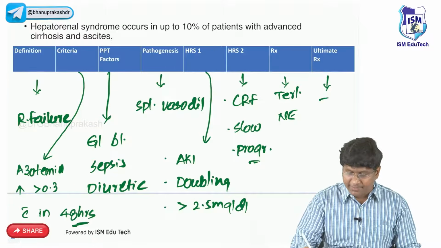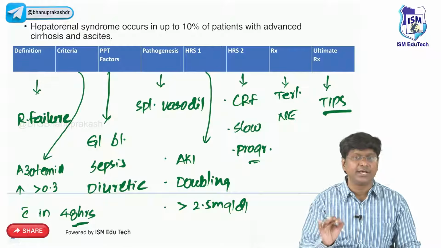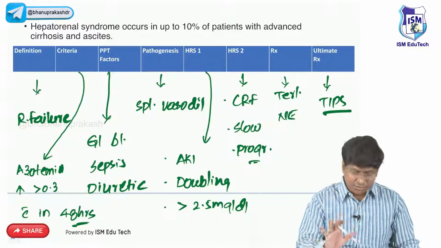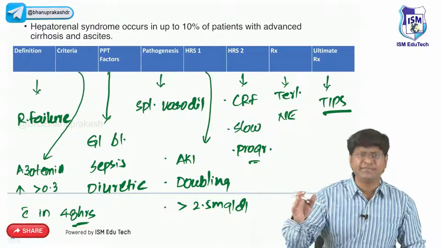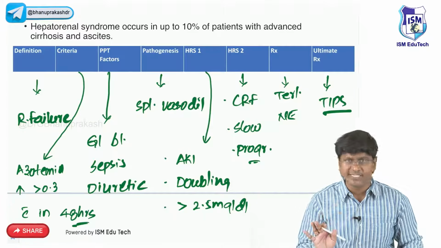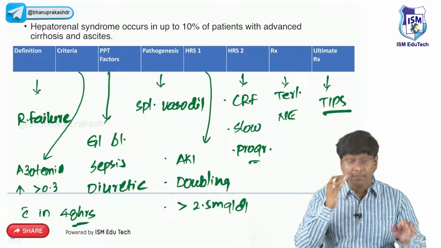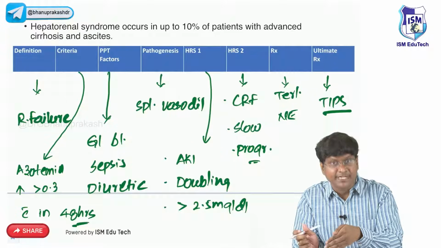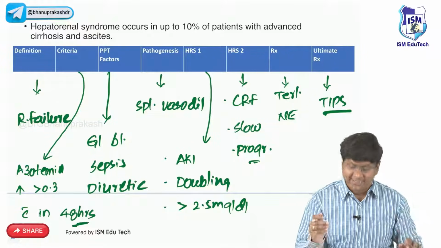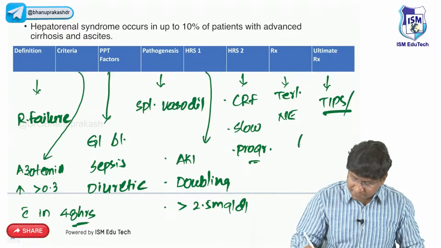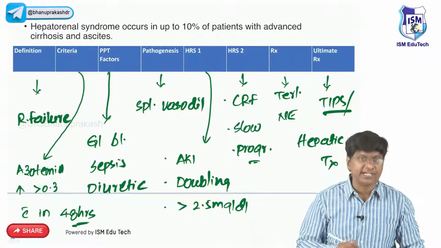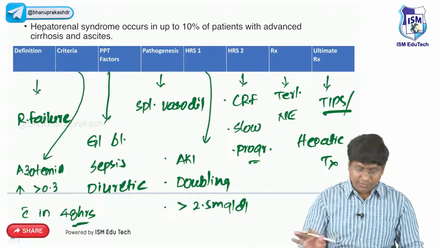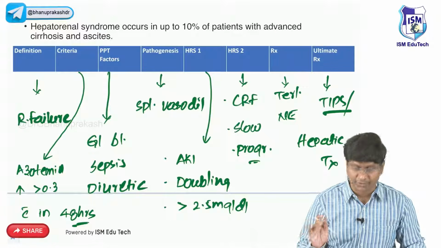The ultimate treatment will be TIPS, that is transjugular intrahepatic portosystemic shunt. So that is about your hepatorenal syndrome, which is one of the very important complications in severe forms of cirrhosis of liver. The other option apart from TIPS will be liver transplantation, that is also another important option which is available. Okay, so with this we are done with the topic of hepatorenal syndrome.